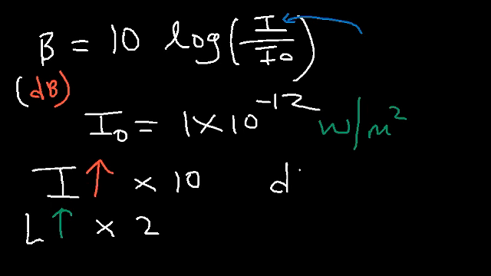However, the intensity level will increase by an addition of 10. Not a multiplication of 10, but an addition of 10. So if you multiply the intensity by a factor of 10, the loudness will increase by a factor of 2, but the decibel level, the intensity level, will increase by an addition of 10.